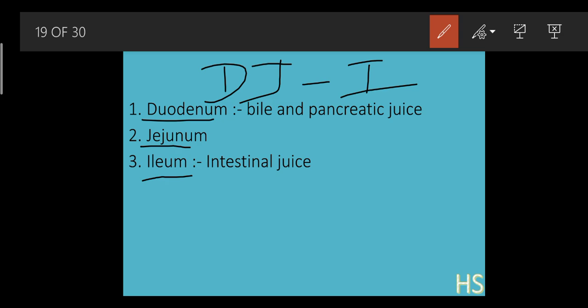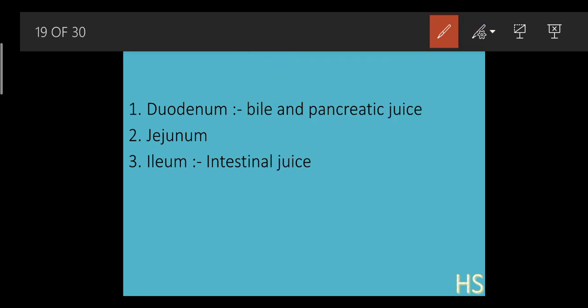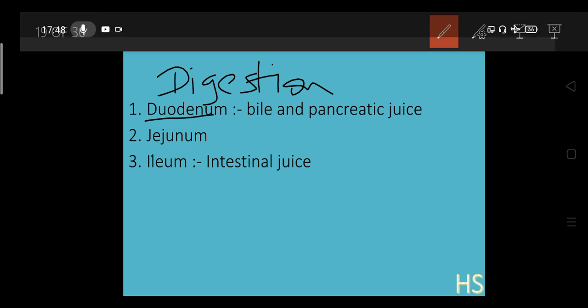The starting part of the intestine is called the duodenum, the middle part is called the jejunum, and the last one is called the ileum. What is the function of the duodenum? The function of the duodenum is digestion. When the food inside the stomach goes into the duodenum, it helps to digest. Because your food is digested, that is why it enters the intestinal part. Then the second part is the jejunum.